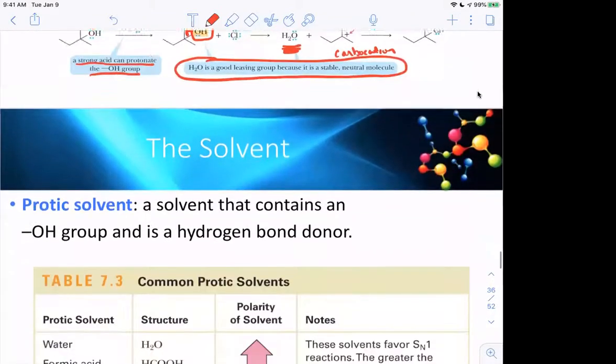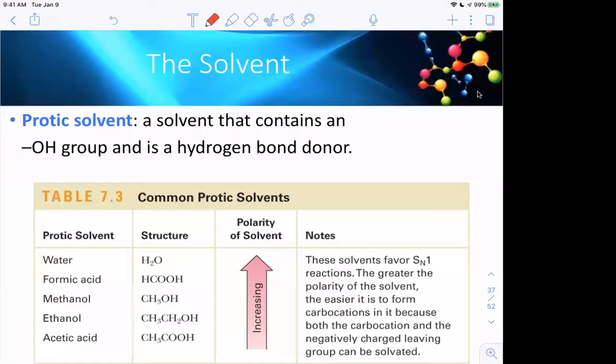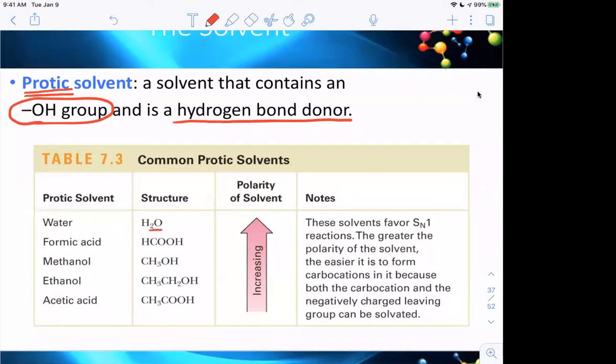Solvents. There are two different types of solvents. There's protic solvents and there's aprotic solvents. A protic solvent is something that contains an OH group. And remember, OHs can form hydrogen bonds. So I have an OH here, I have an OH here, carboxylic acids, alcohols. Those are really common protic solvents. As the polarity of the solvent increases, right, they become more protic.